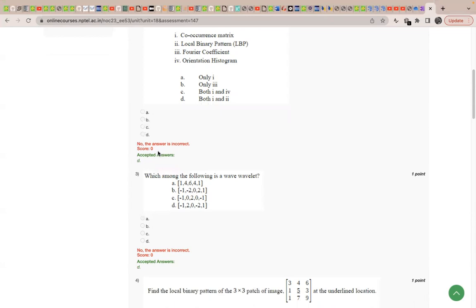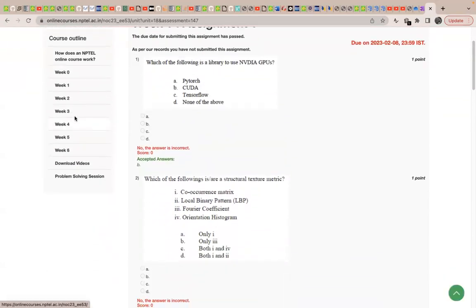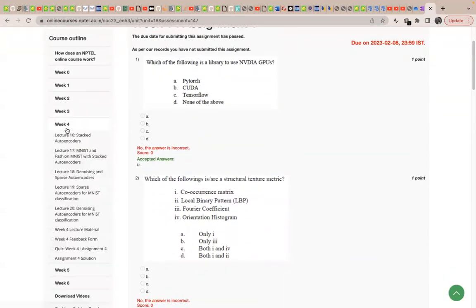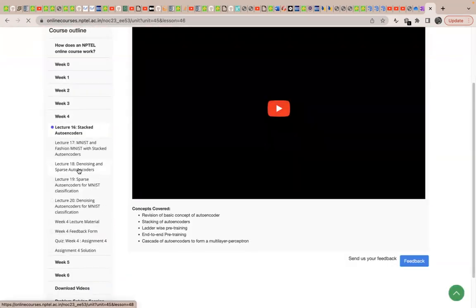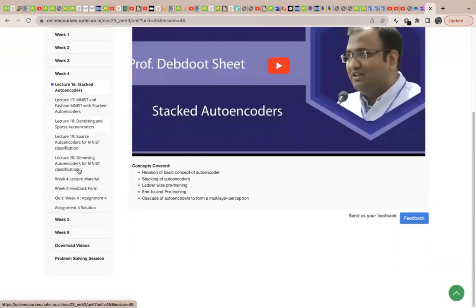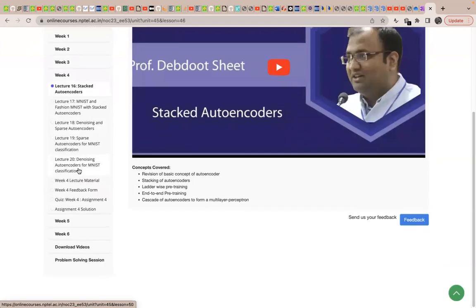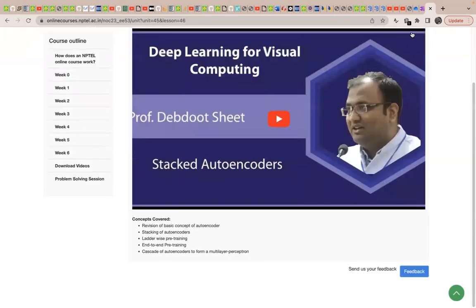Okay, so I guess we're done with week three last week. So we'll be starting with week four, and in week four we have stacked autoencoders, denoising autoencoders, and sparse autoencoders. I guess these three types of autoencoders are there in week four. So let's just start.